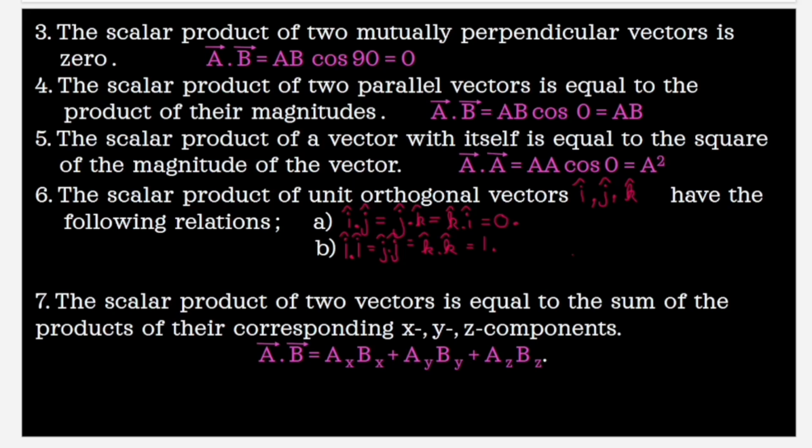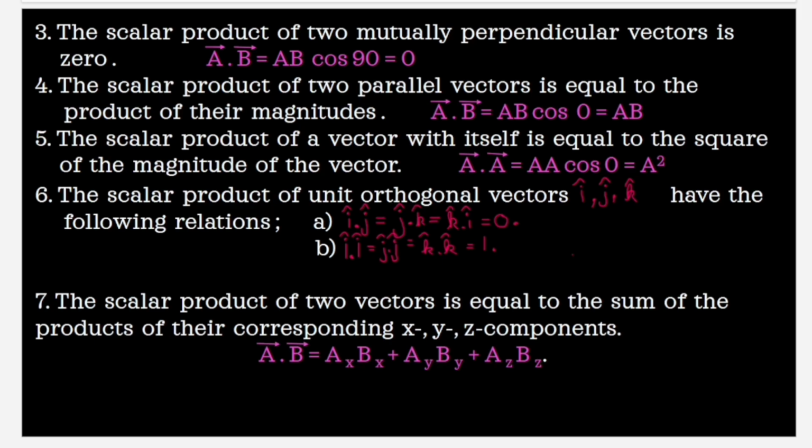Third property, the scalar product of two mutually perpendicular vectors is 0. That is, A vector dot B vector is equal to AB cos 90, which is equal to 0 because cos 90 is 0. Fourth property, the scalar product of two parallel vectors is equal to the product of their magnitudes, which means A vector dot B vector is equal to AB cos 0, which is equal to AB because cos 0 is 1. Fifth property, the scalar product of a vector with itself is equal to the square of the magnitude of the vector, which means A vector dot A vector is equal to A squared times cos 0, which is equal to A square because cos 0 is 1.